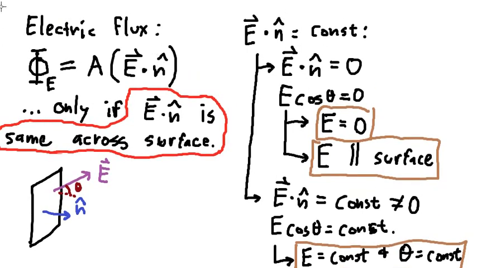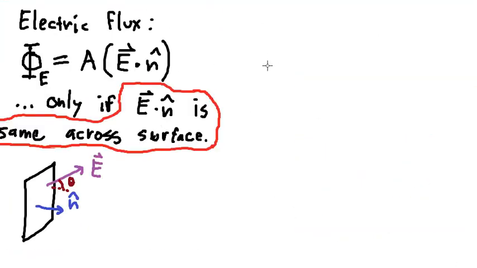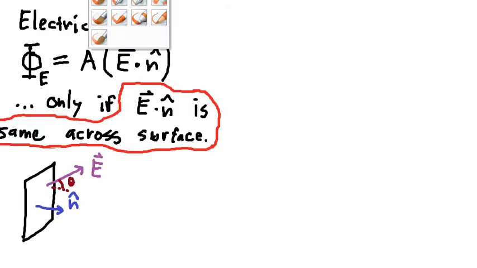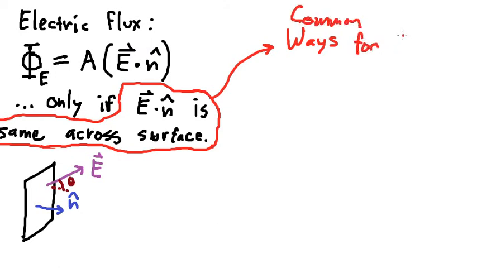So I've blocked out the top of this chart now, unfortunately, but these were the cases where E dot n hat equals 0, and the possibilities are where E equals 0 or where E is parallel to the surface. And then this is the other possibility where E dot n hat is not 0, but it is constant. And the most common case there is for E to be constant and theta to be constant. Okay, so let me sum this up now and try to get this back together with our electric flux definition.